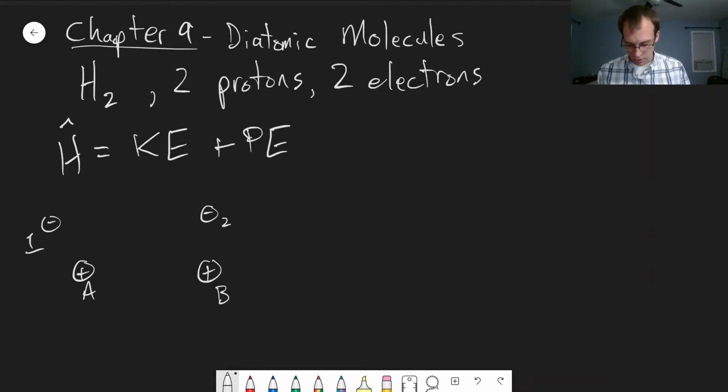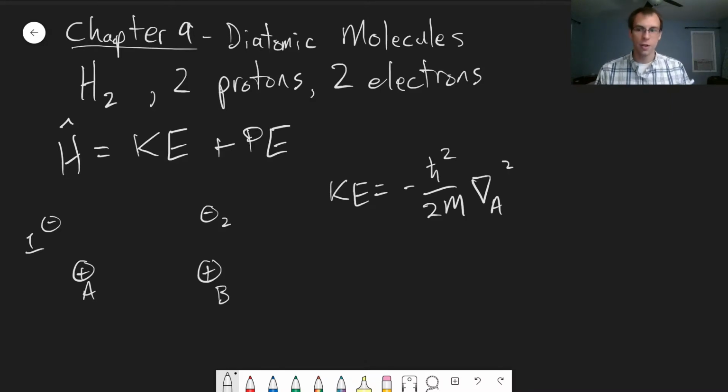Now we can't really consider our nucleus fixed because there are two of them, right? We can't consider having just our nucleus fixed and everything else moving. So we need to take into account all of our particles here. All right, and so we're going to have our kinetic energy terms. We'll have the nuclei moving, so negative ħ² over 2M, M here being the mass of our nucleus, the mass of a proton. And that's going to depend on the del squared operator for nucleus A. And then we'll have another term for nucleus B. That'll look exactly the same.